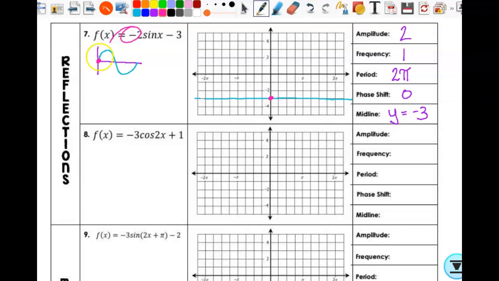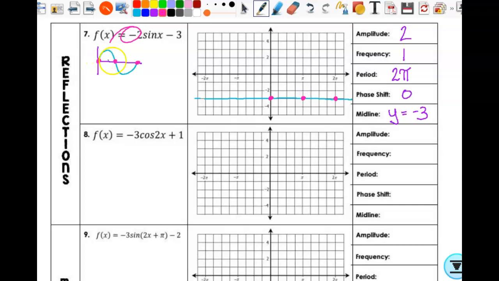Then I go to the end of the period. The end of the period is 2 pi. That's also a midline 0. The only thing that would affect that is a shift left or right, which I don't have. Then the middle is right here at pi. So those 3 are the same regardless of whether or not I have a reflection, right?